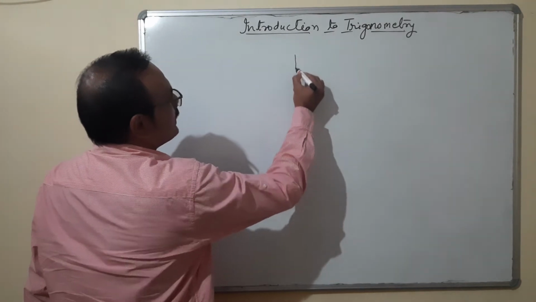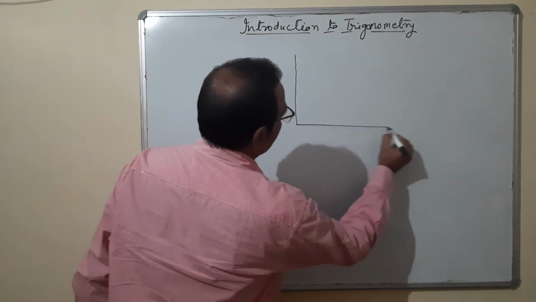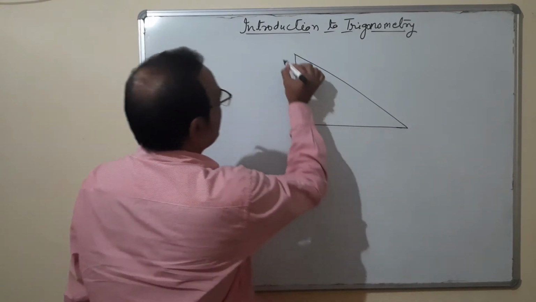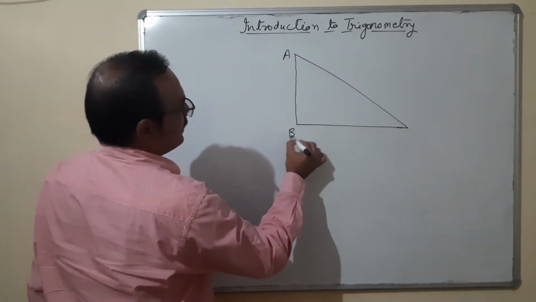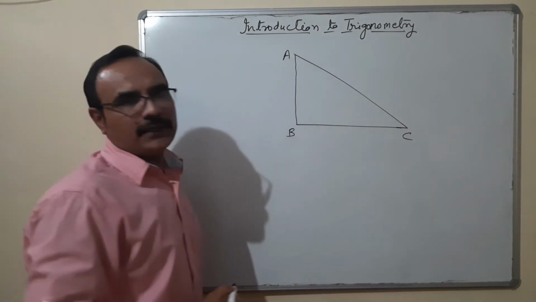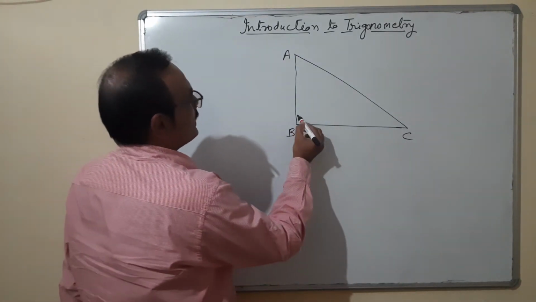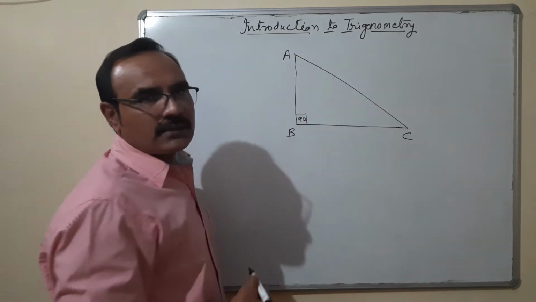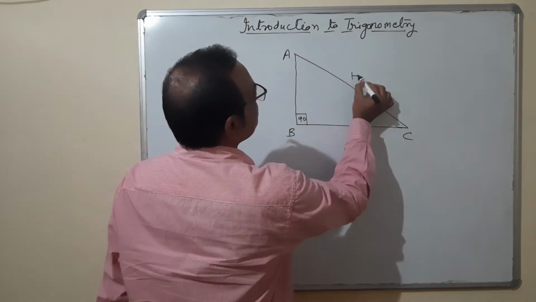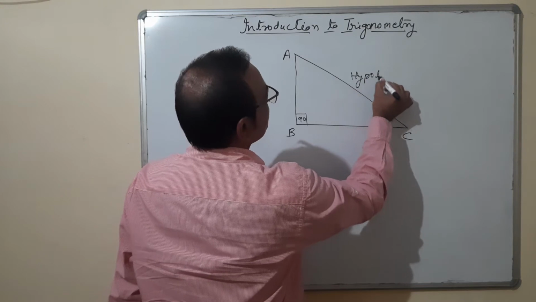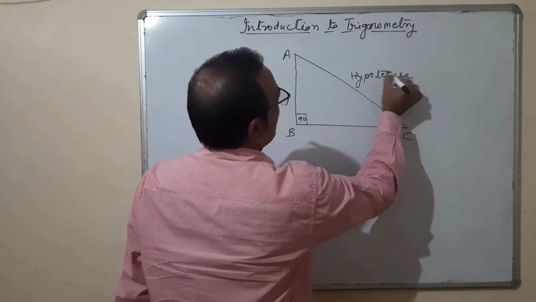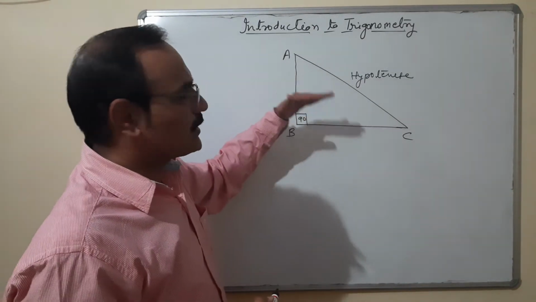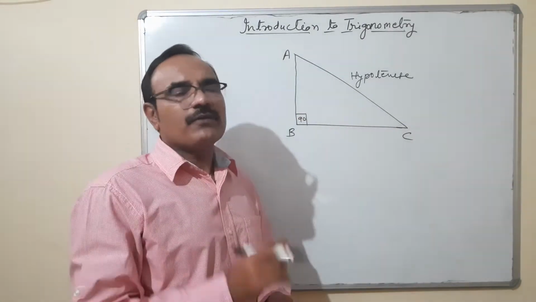You are aware of the right angle triangle? Everybody is aware of the right angle triangle. In a right angle triangle, you know that one angle is 90 degrees. Suppose this B is a 90 degree angle. So opposite of B is the hypotenuse. This is the opposite. Generally, we can treat this as a perpendicular, and this is the base. But in trigonometry, we cannot use this.